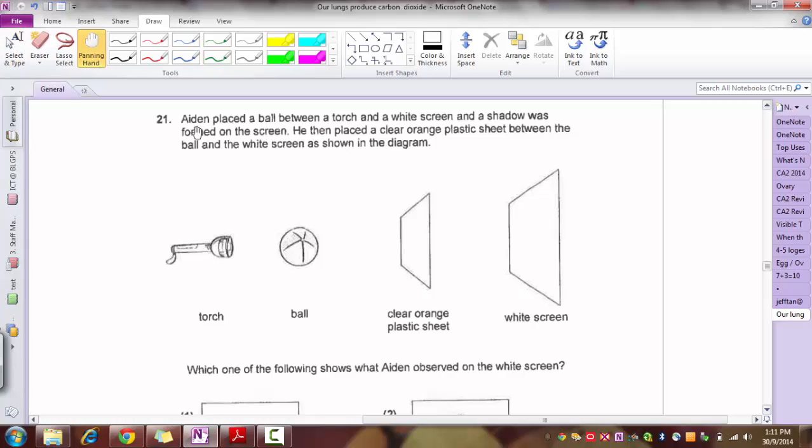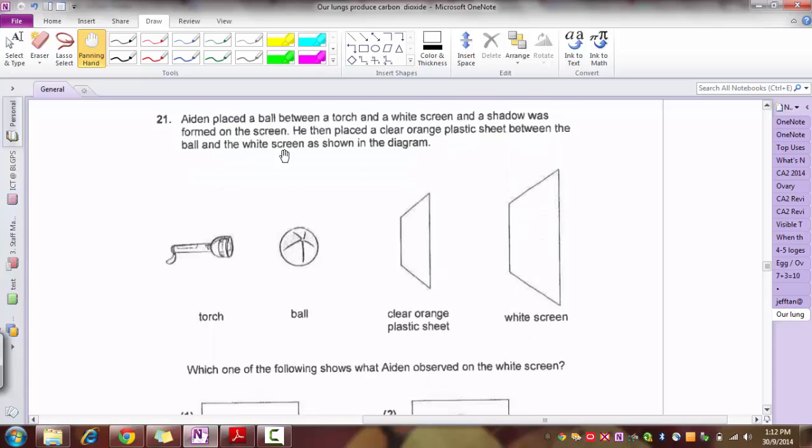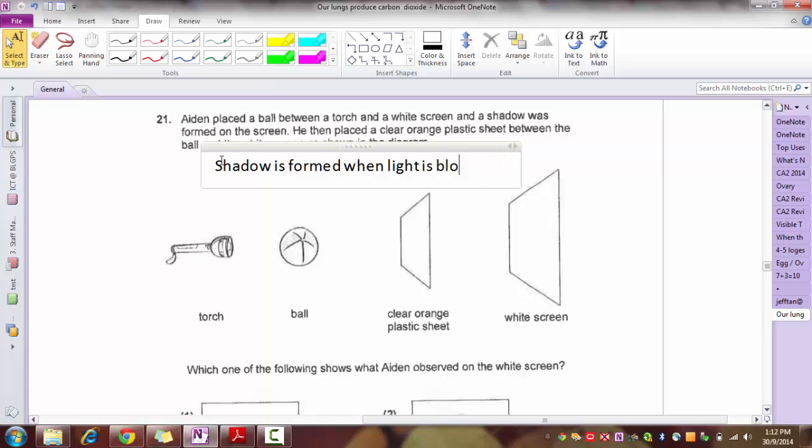Now, this is another common question. I have a torch, a ball, a clear orange plastic sheet, and a white screen. Which of the following shows what he will observe on the white screen? Let's recap our concept. This is on light. So what have we learned? A shadow is formed when light is blocked. That is the concept that we have been learning so far.